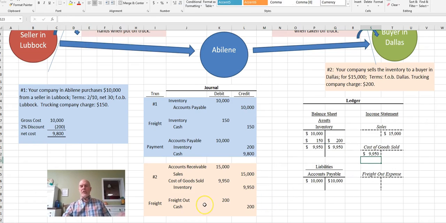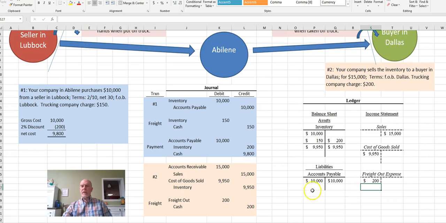And then also, since we have to pay the freight, we're going to write a check to the trucking company, credit cash, and this is freight on outgoing product, so we'll just debit freight out expense for that. So that's kind of putting all of them together.